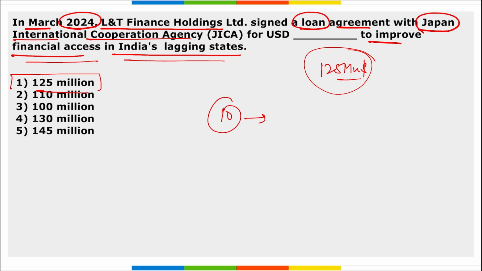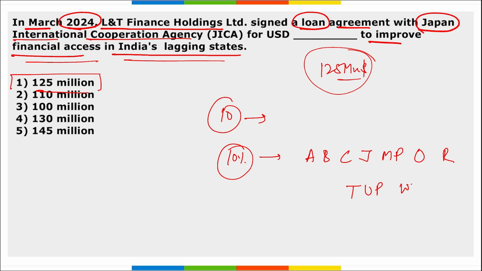And what are the criteria for these lagging states? These are the states with poverty rates above 10%. Some of the states include Assam, Bihar, Chhattisgarh, Jharkhand, Madhya Pradesh, Odisha, Rajasthan, Tripura, UP and West Bengal. So I've told you all the 10 of them.